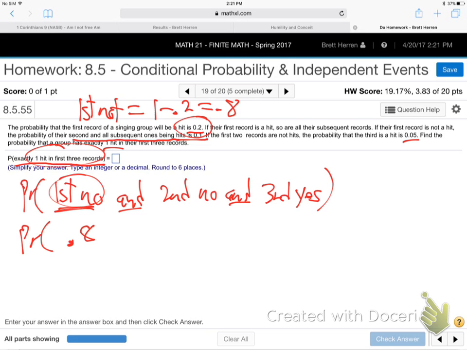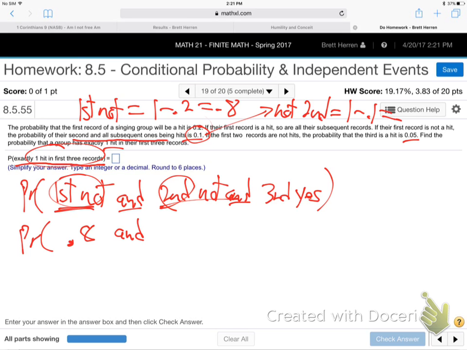And the second one, and so that's going to be multiplied in a minute. What's the chance the second is not a hit? First is not, second is not. Look down here, the chance the second is a hit is 0.1, so not the second is 1 minus 0.1. 0.9. You good with that? 0.9 is the chance the second is not a hit. And the third is yes, that's 0.05. We got to multiply those together.